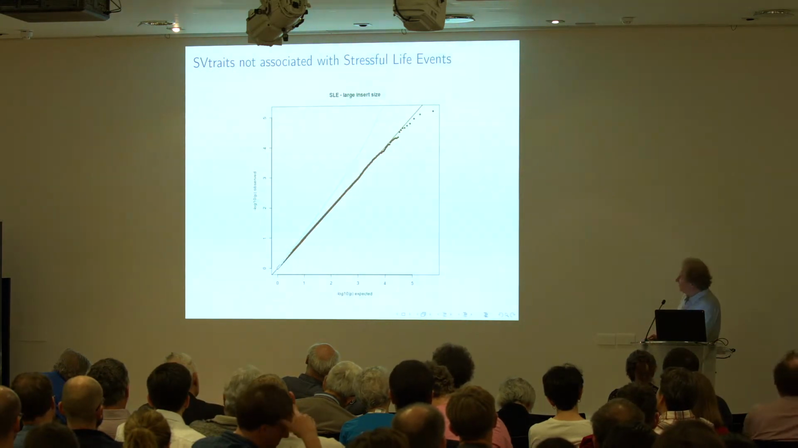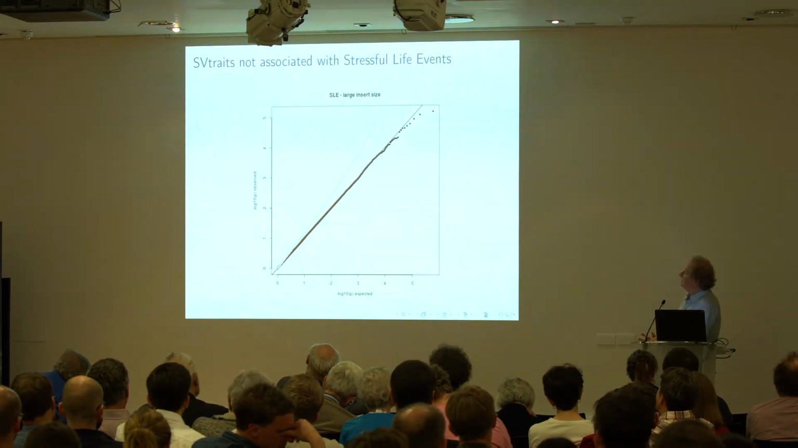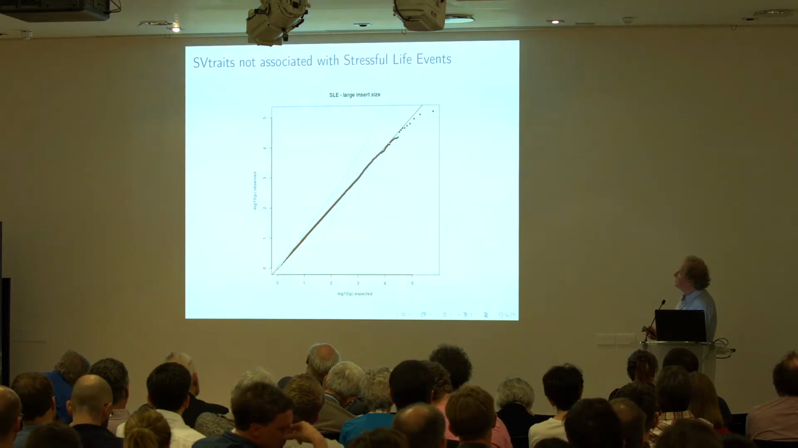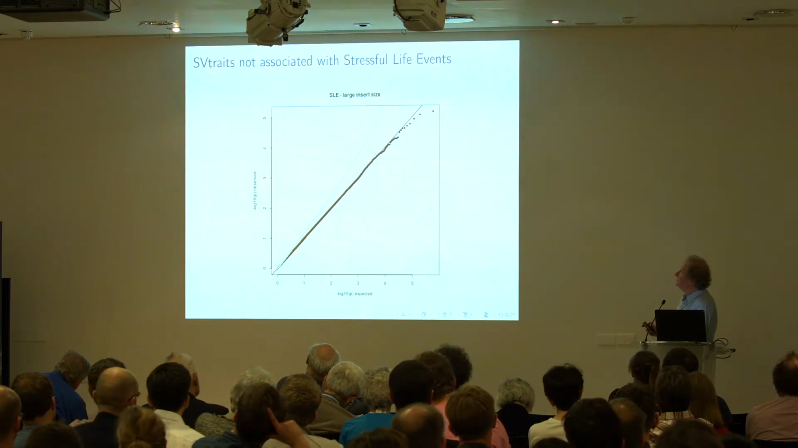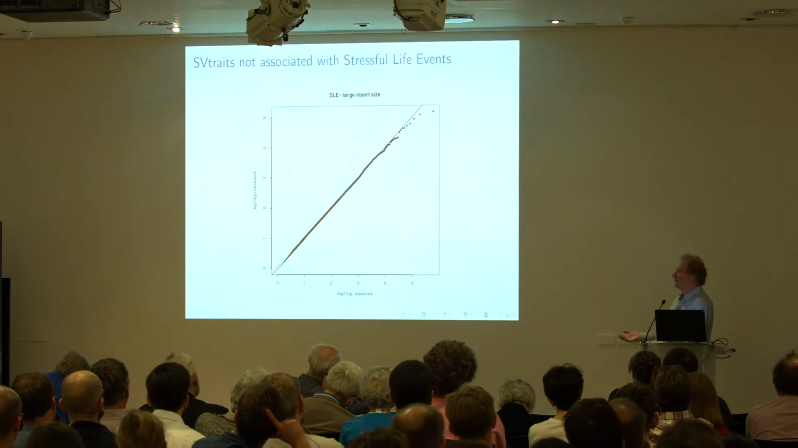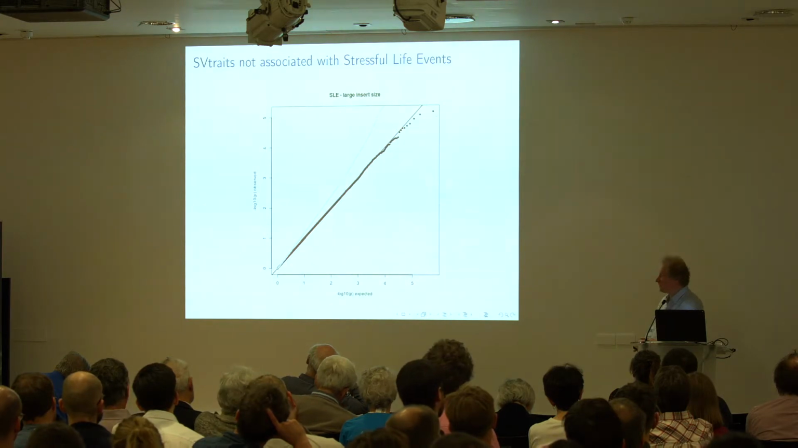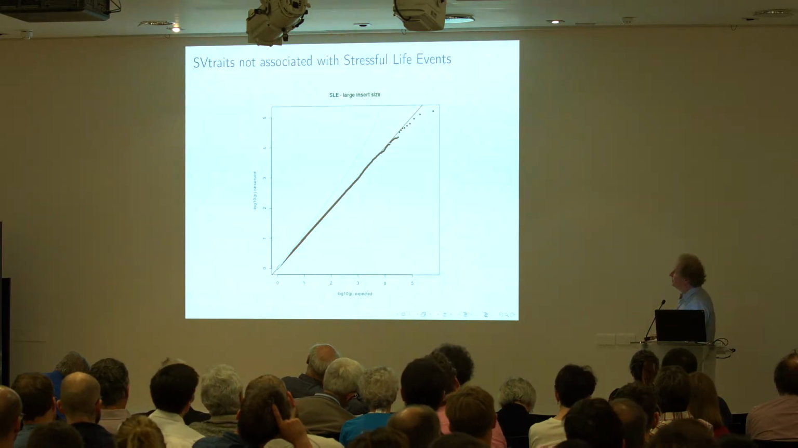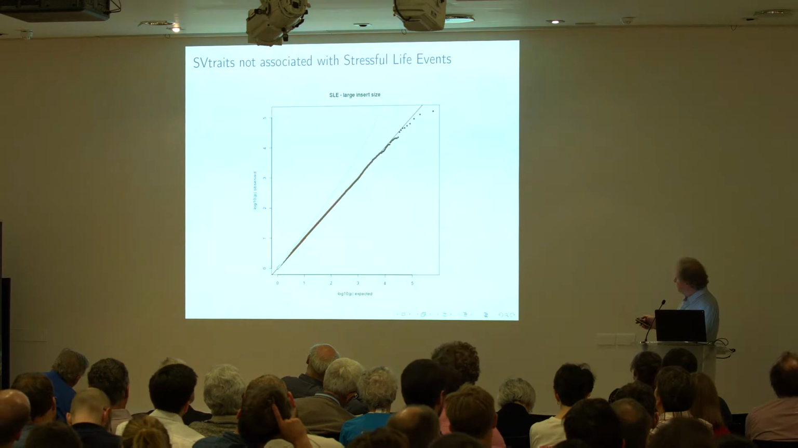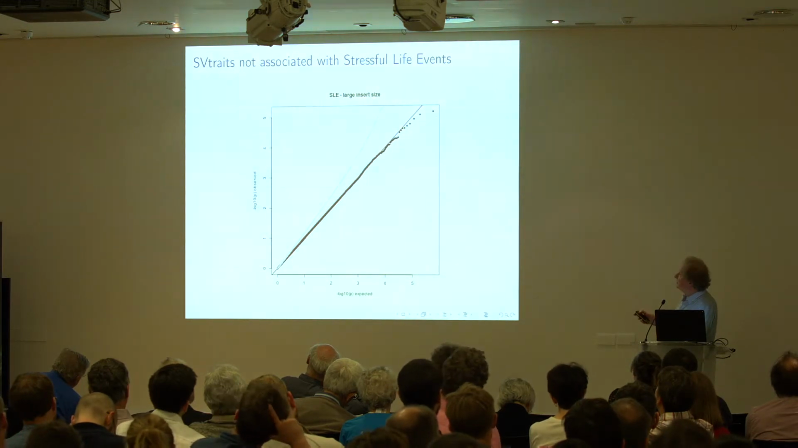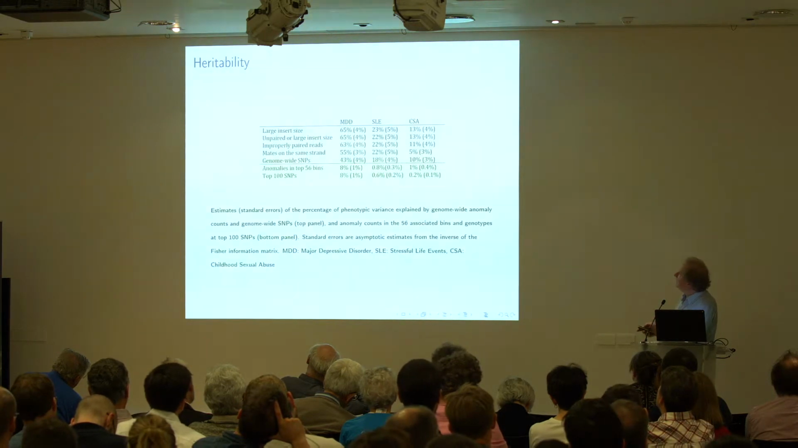As a sort of negative control, we can try mapping a trait which we don't think should have a genetic basis, which is the number of stressful life events. The reason we measure this is because stress is a strong predictor of adult depression. I should say early life stress events. So here we don't find any associations. So I think this is a sort of negative control showing that it's not just due to inflation.